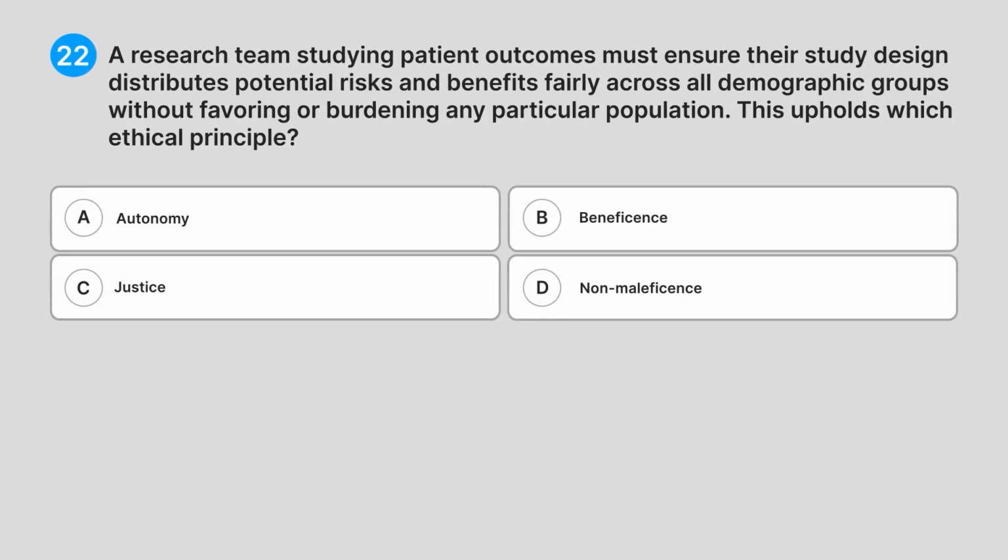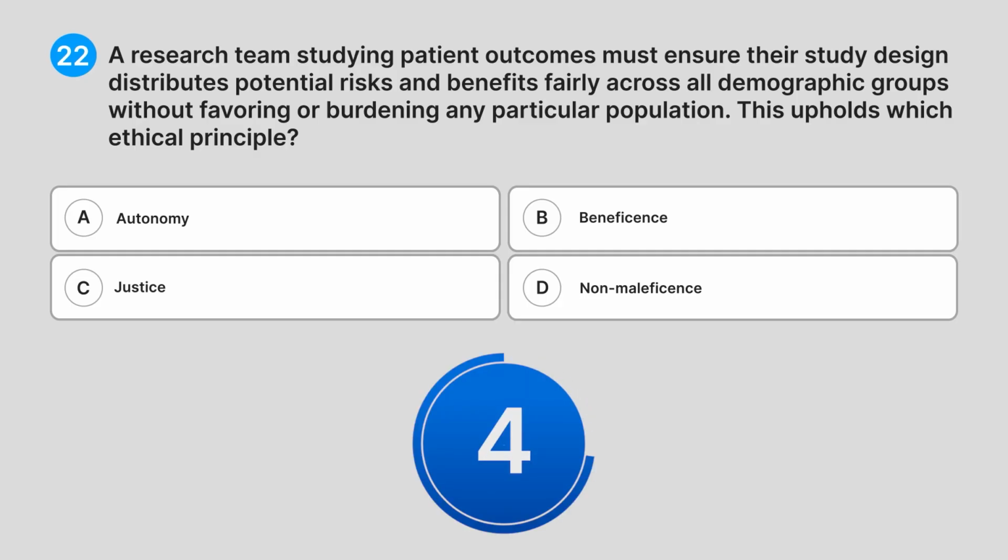22. A research team studying patient outcomes must ensure their study design distributes potential risks and benefits fairly across all demographic groups without favouring or burdening any particular population. This upholds which ethical principle? A. Autonomy. B. Beneficence. C. Justice. D. Non-maleficence. Do you know the answer?